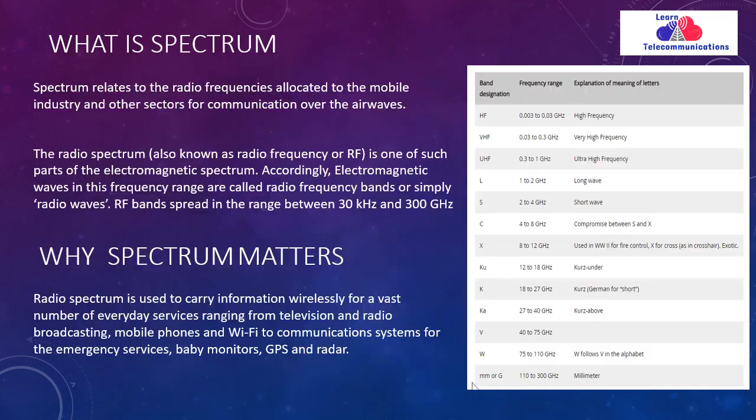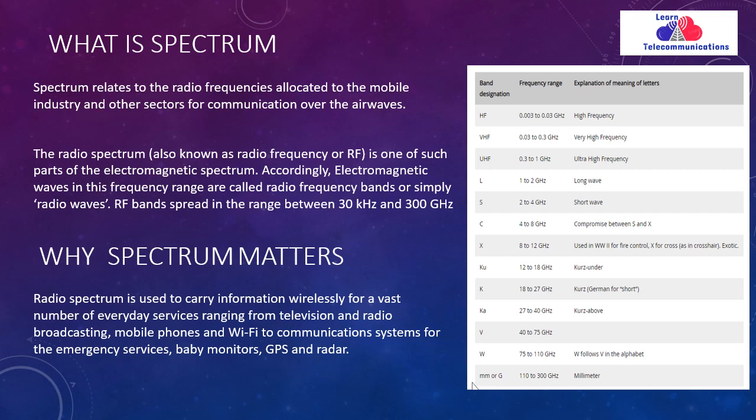What do we mean by spectrum? Spectrum is nothing but a radio frequency allocated to the mobile industry and used by other industries for communication over the air interface. The radio spectrum, in short, is known as RF, radio frequency, which is nothing but an electromagnetic wave.